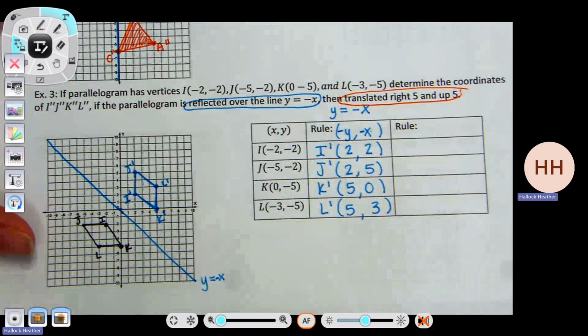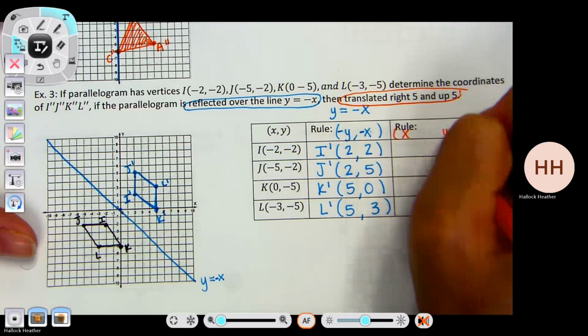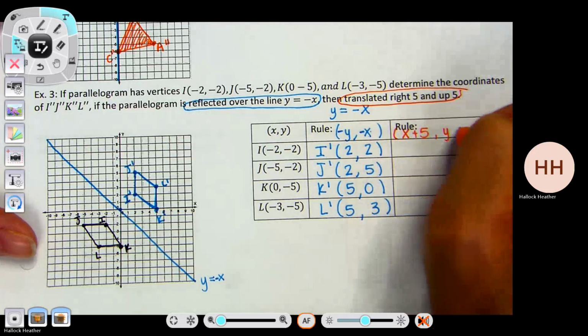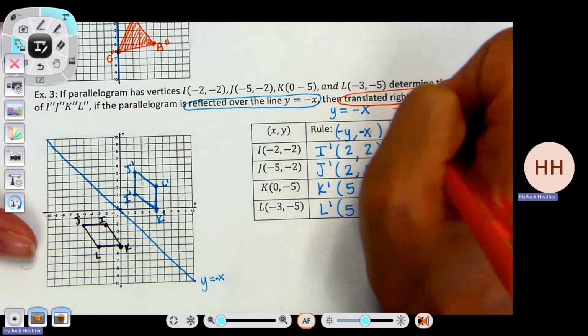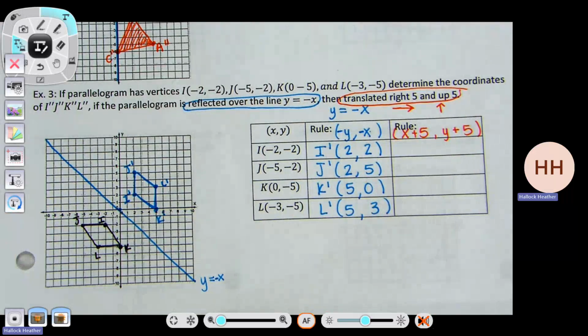You don't need to remember the rule. You can literally just use the graph. But if I was going to write the rule for this, what would it be? X plus 5 and Y plus 5 because you're going to the right and you're going up. So both of those are positive. So you're going to take your blue parallelogram and you're going to go right and up.